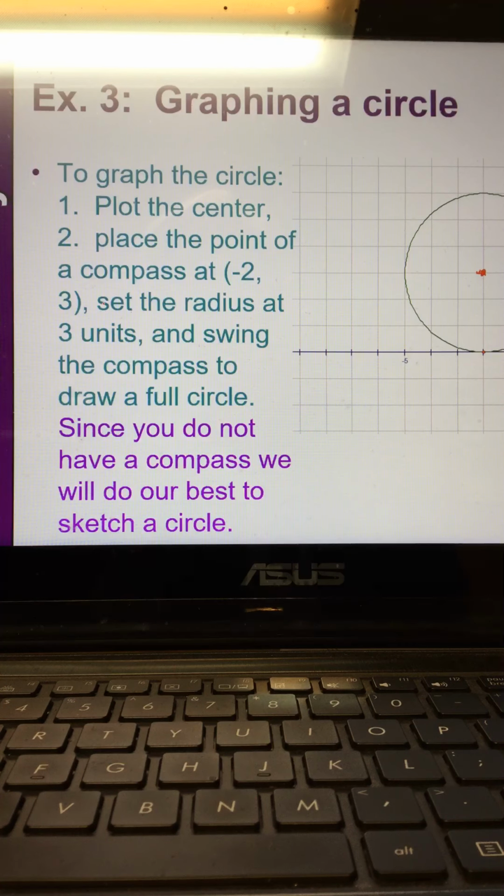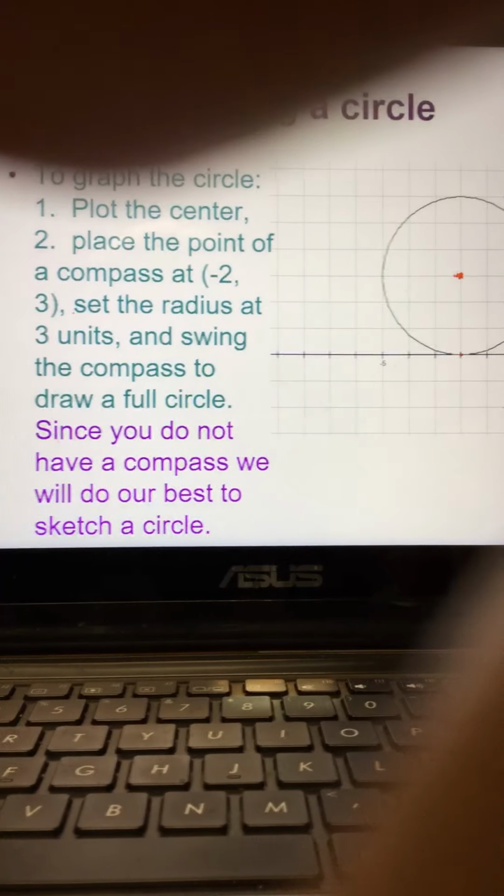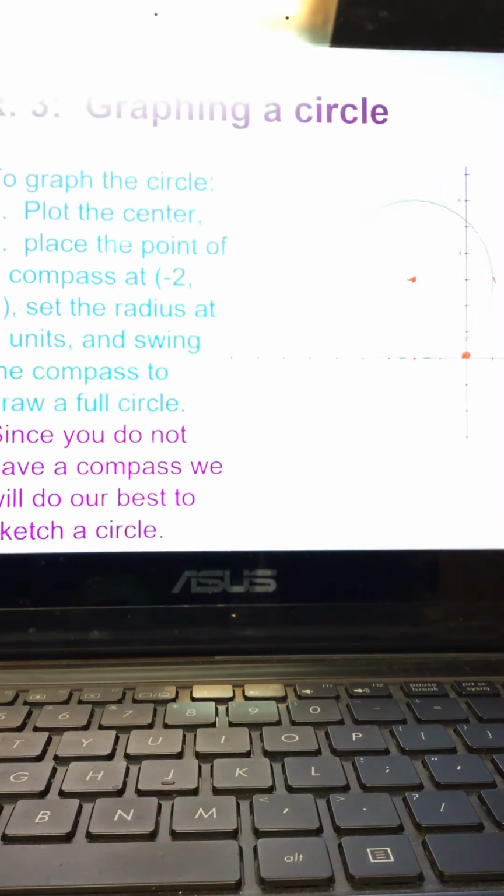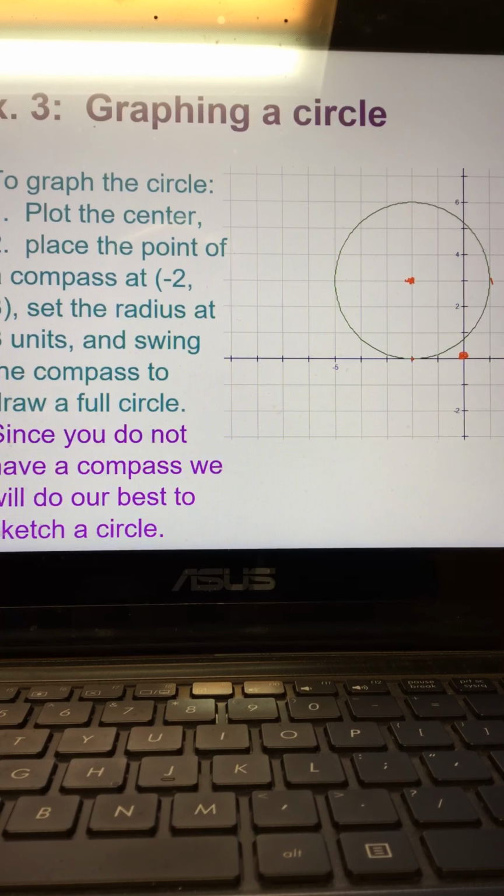Now, if we were in class, we would all be using compasses. Remember when we used the compasses when we were doing the triangles and drawing the circles inside and outside the triangles when we were doing circumcenters and incenters, but you do not have a compass, so you're just going to have to do the best you can as far as sketching one by hand. And this is how you would do it.